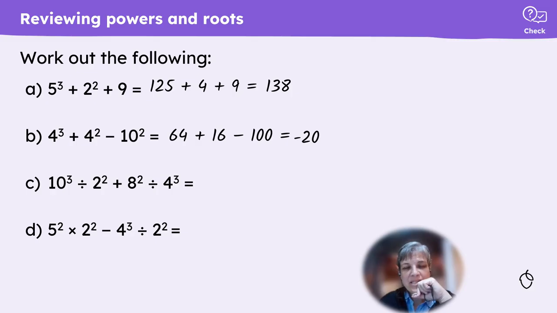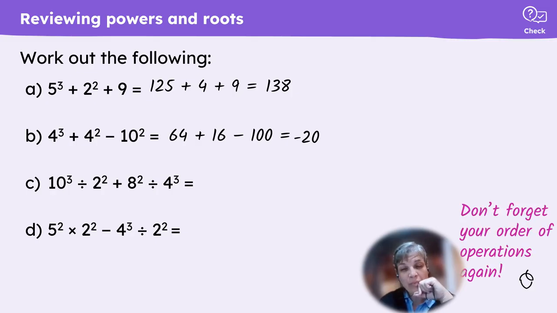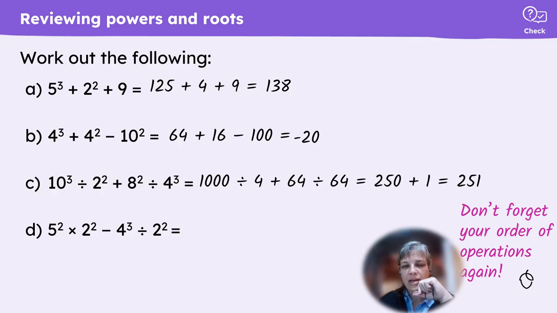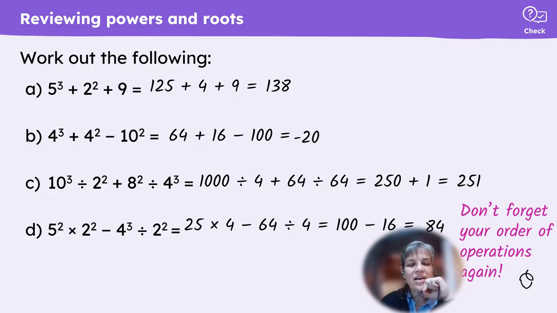The next two, again, you need to remember your order of operations. So don't forget that multiplying or dividing come first, and then adding and subtracting after that. If you do that with part C, you'll end up getting 251. And for D, you'll end up getting 84. And if you have questions about that, please do talk to your teacher and ask, okay, what am I getting wrong, or how do I be more secure on how I'm getting these numbers?